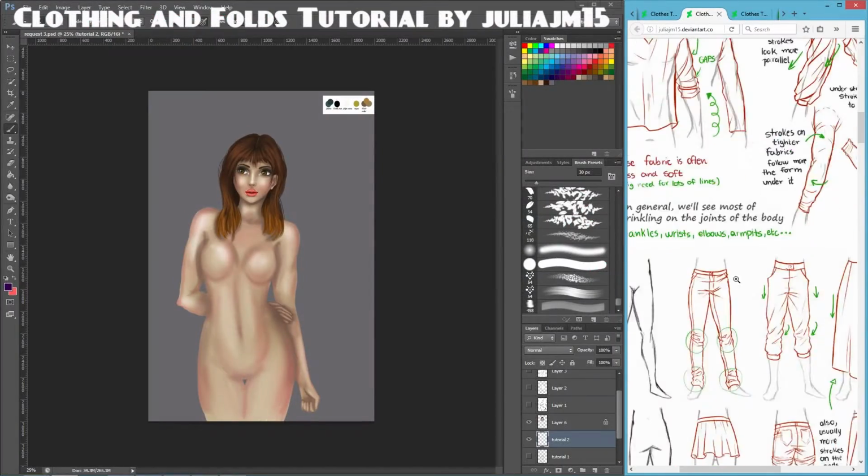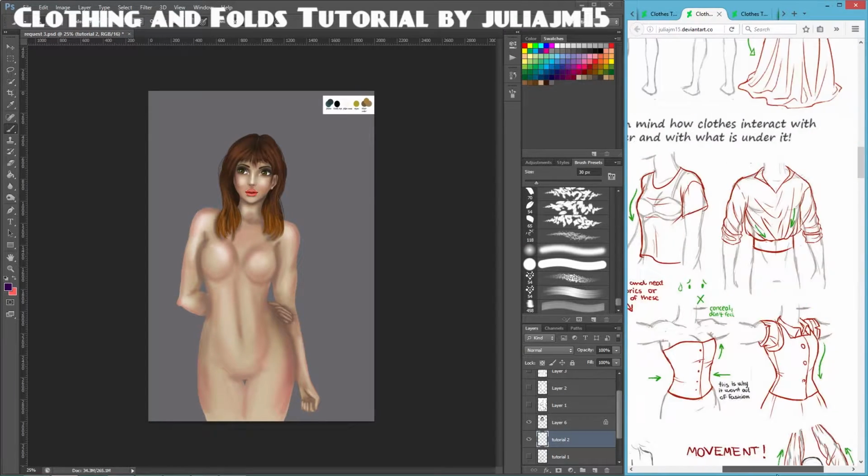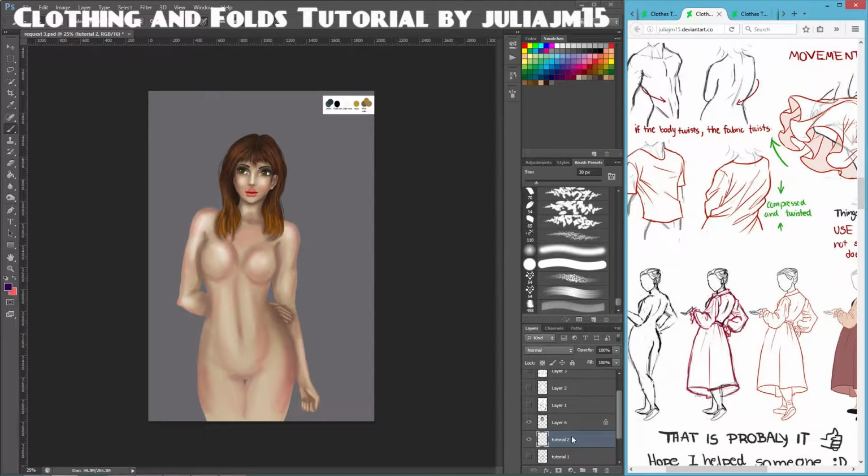The second tutorial I used was Clothing and Folds Tutorial by JuliaJM15. It is a very comprehensive tutorial and it's really funny, I really enjoyed it. The pros are that it has good explanations on anything an aspiring artist might need. It has good coverage of types of clothes, fabric and poses. It's great that it included some shading as well.